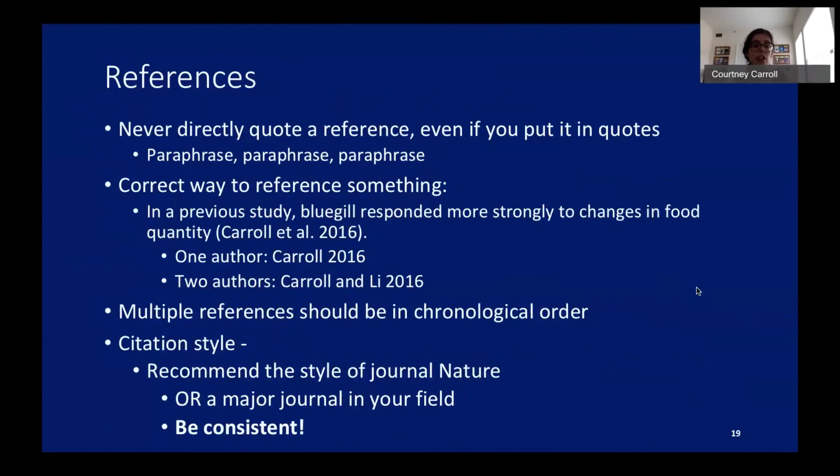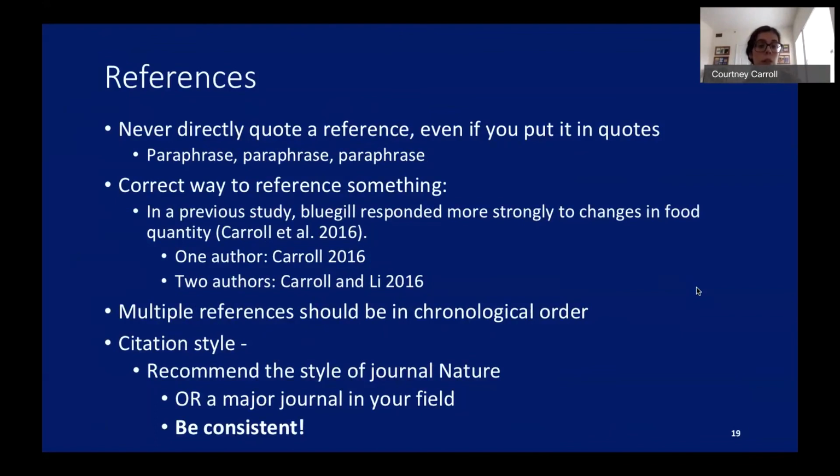After you write your introduction, that's where you put together all your references. Again, because your introduction is where you include most of those references, you then want to have a nice, neat reference section. In scientific lab reports, we never directly quote a reference. Even if you want to put in quotes, don't put in quotes. Instead, paraphrase, paraphrase, paraphrase.